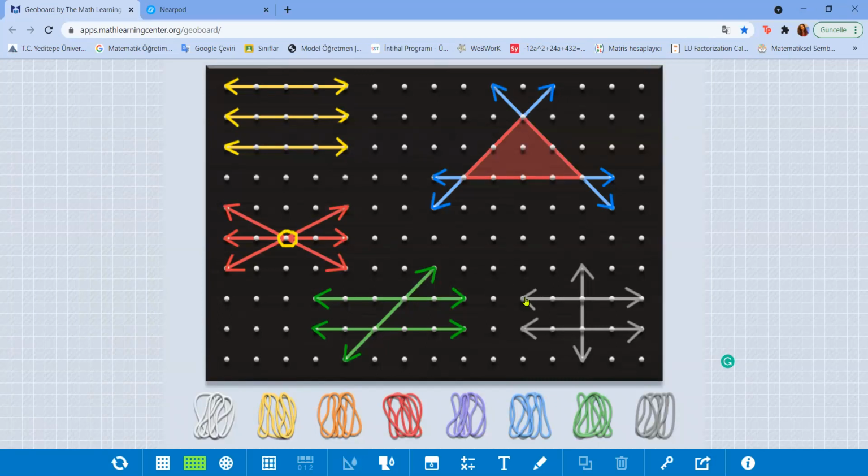Finally, in the fifth case, the two lines are parallel to each other and the third line intersects them perpendicularly. Since the intersecting line here is perpendicular to the other two lines, this line is called the perpendicular bisector.